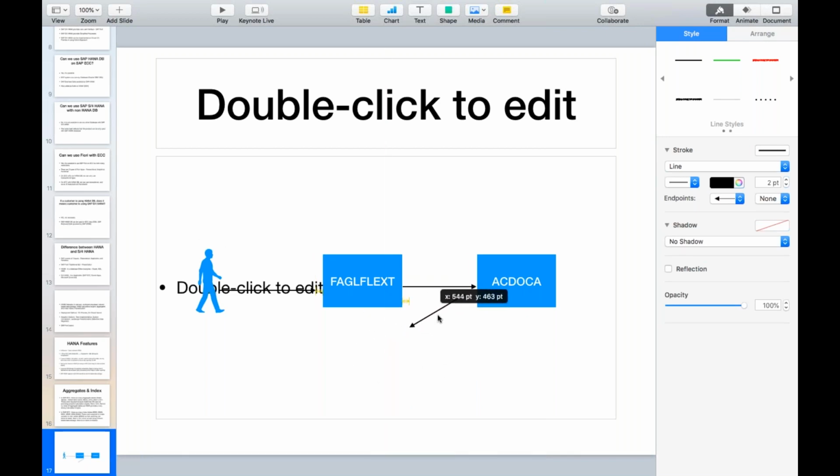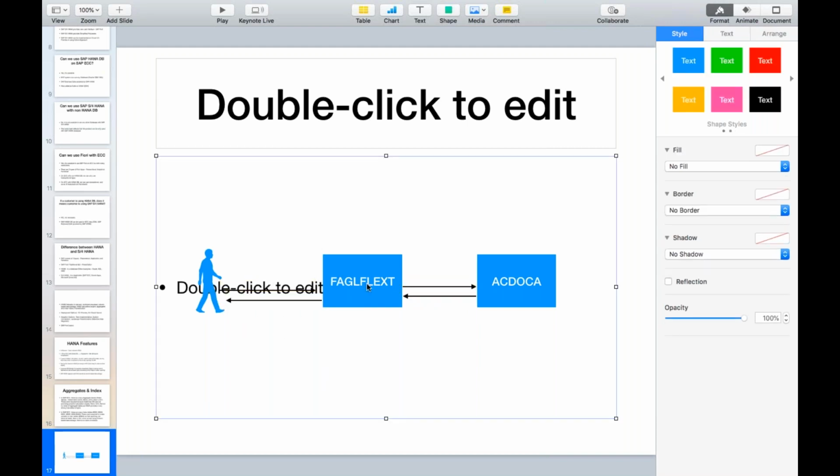It will give it to the FAGLFLEXT, and then FAGLFLEXT will give this information back to the user. So as a user, I'm not bothered. I'm asking the information from FAGLFLEXT, and FAGLFLEXT is still giving me the information. But in the background, what is the memory consumption of this FAGLFLEXT? 0 KB, 0 MB, 0 GB. No data is stored in FAGLFLEXT.